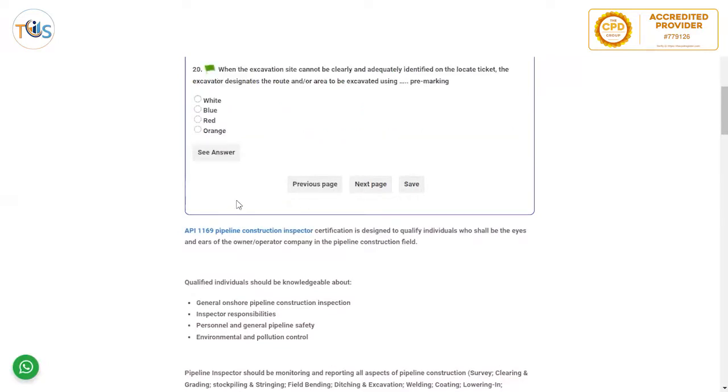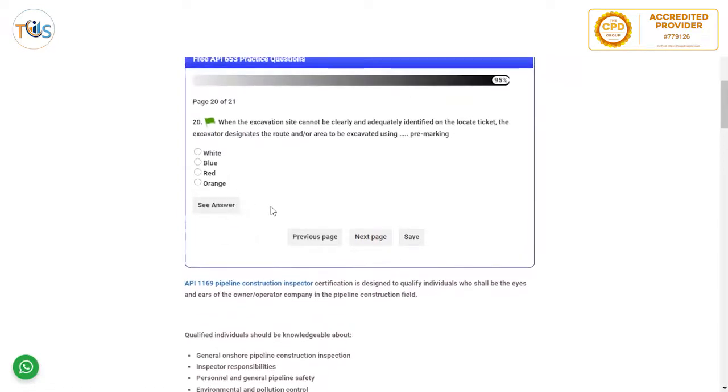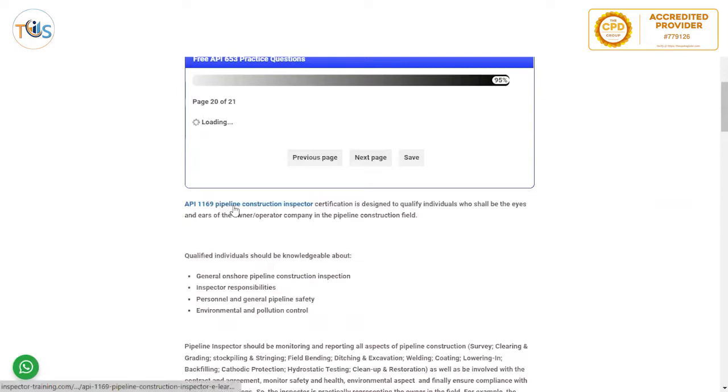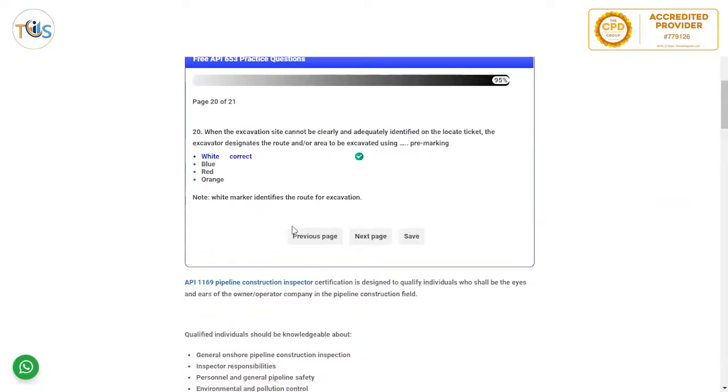When the excavation site cannot be clearly and adequately identified on the locate ticket, the excavator designates the route and or area to excavate using, I think it's white pre-marking. So just for more transparency, you mark that.